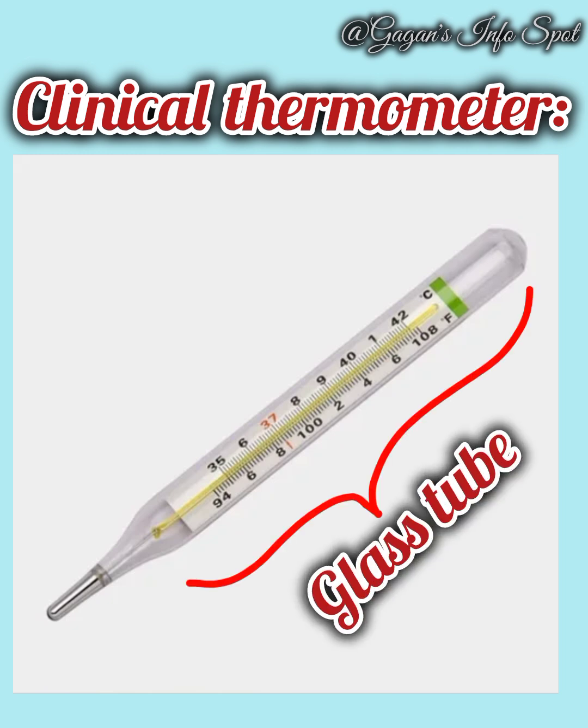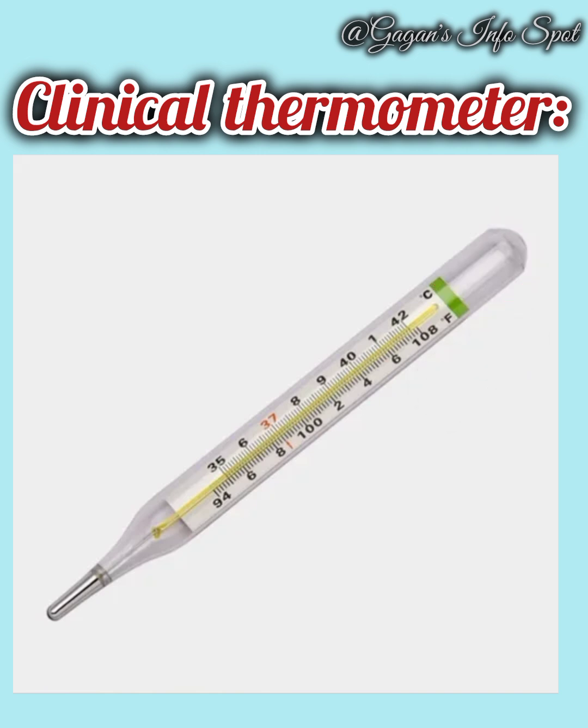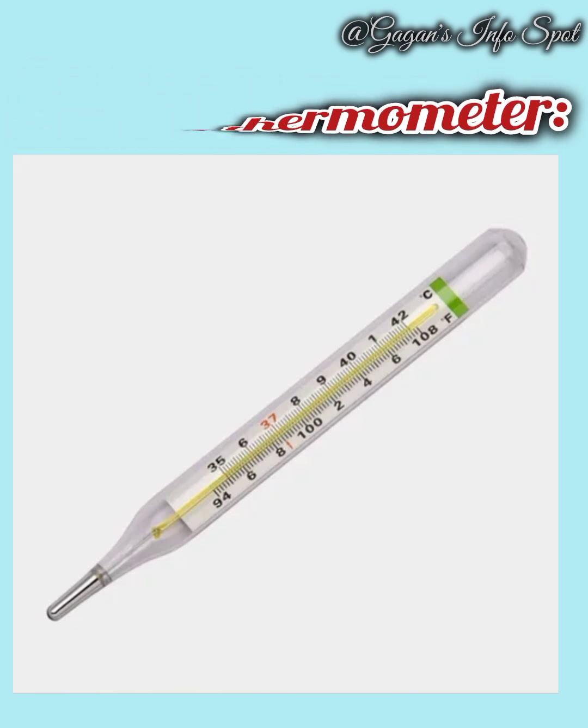A clinical thermometer consists of a long, narrow and uniform glass tube. It has a bulb at one end, as you can see here, and the bulb contains mercury, and outside the bulb there is a small shining mercury thread.